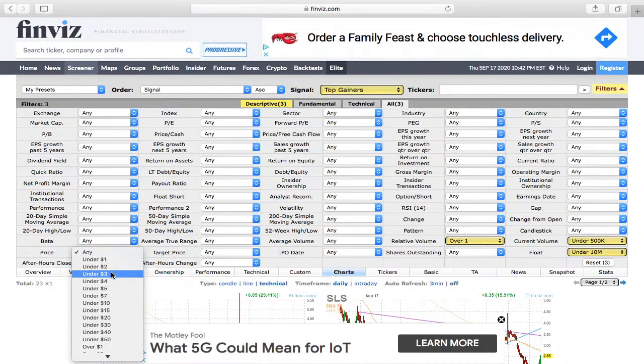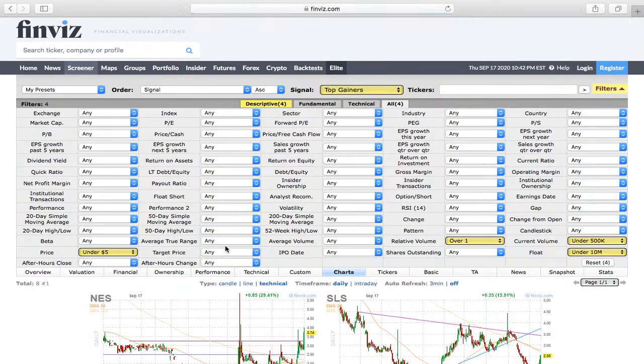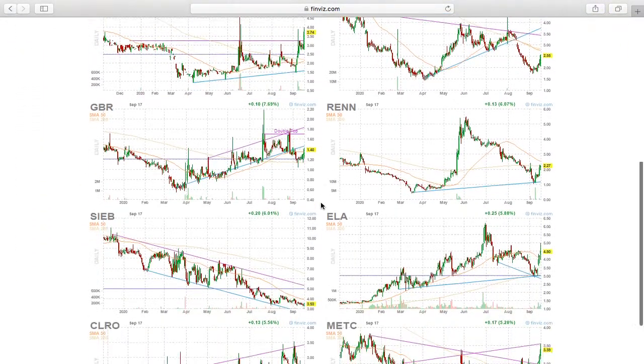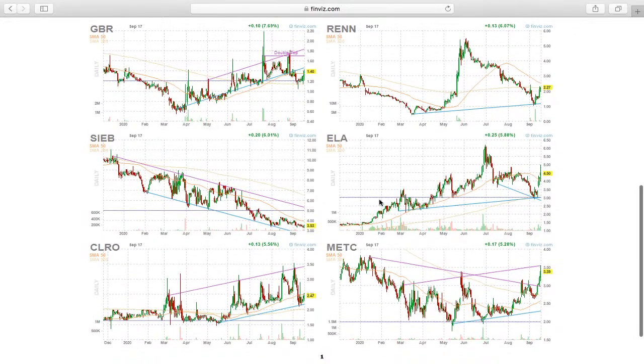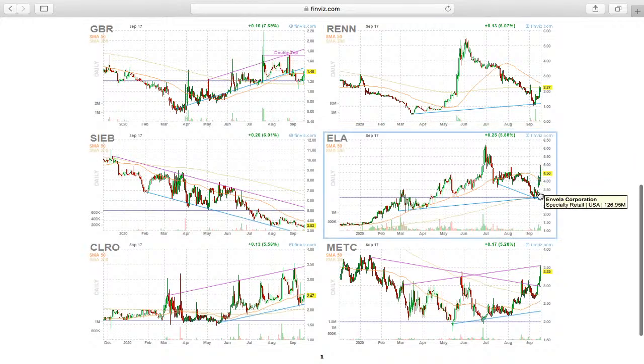So if you want, since we do penny stocks, you're going to do the under $5. Now you got 8 stocks. So these are possible low floats. We went over what that meant earlier. So it's really up to you what type of play you're into.